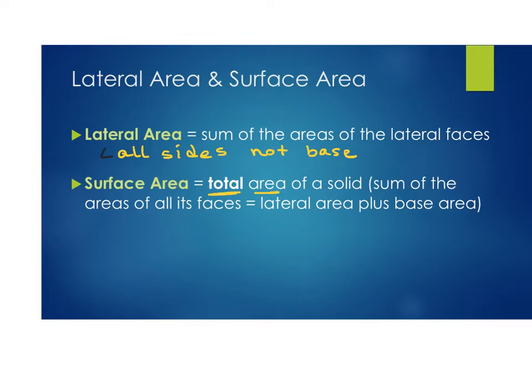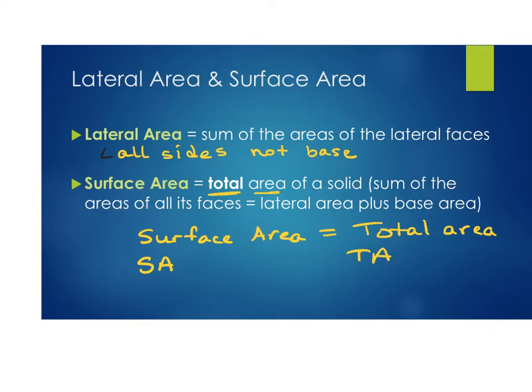The surface area, or you might also see it called total area, these will be used interchangeably, is going to be the sum of all of its faces, the lateral area plus the base area. So again, surface area is the same thing as total area. So if you see a question where they ask you to find the surface area of the solid or total area, it means the same thing. So we can either abbreviate this as SA or TA.